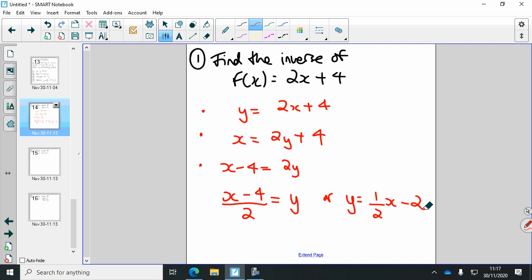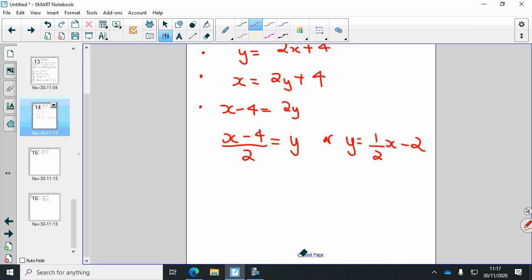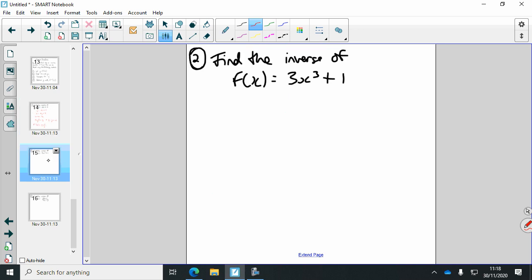Now we've fully transposed for y, and then all we need to do is replace the y with f inverse of x. Okay, so that is the inverse function of 2x plus 4, the original function. So that's how we find an inverse, and this works all the time. So let's do another couple of examples.